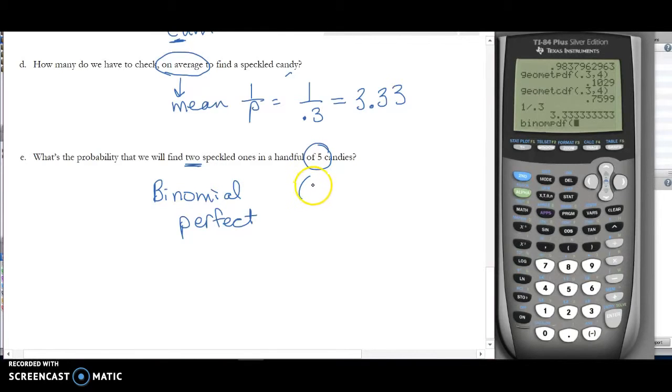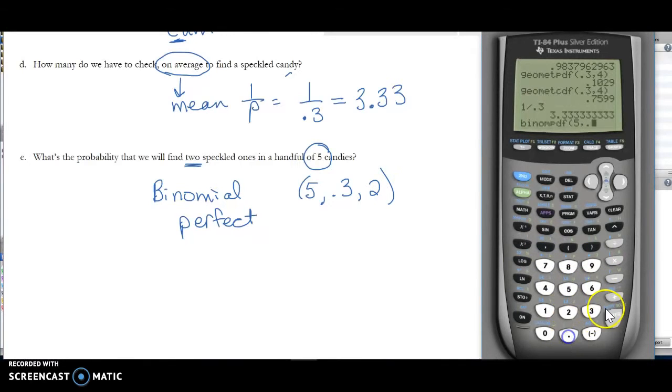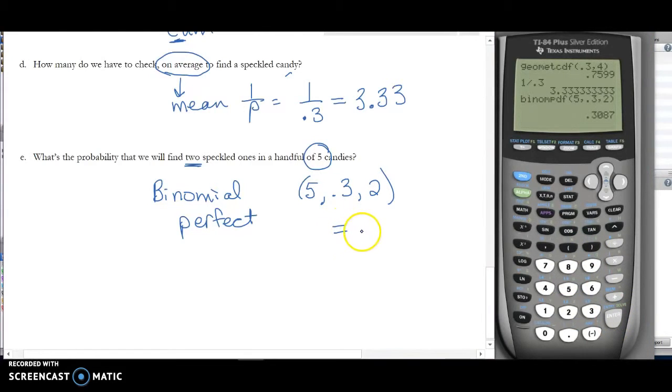And so I have 5 candies that I'm choosing from. My probability is 0.3, and I'm looking for 2 successes. And so 5, 0.3 and 2 successes. And so that's going to happen 30.9% of the time. Okay?